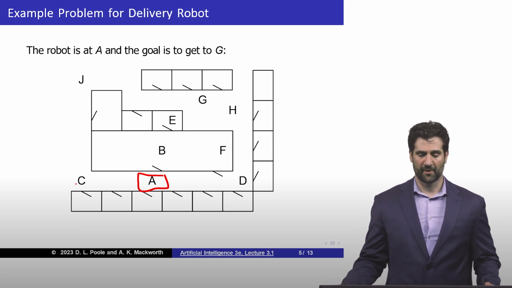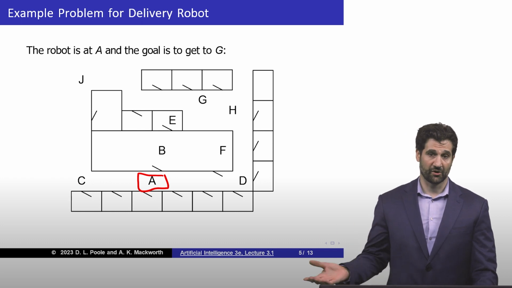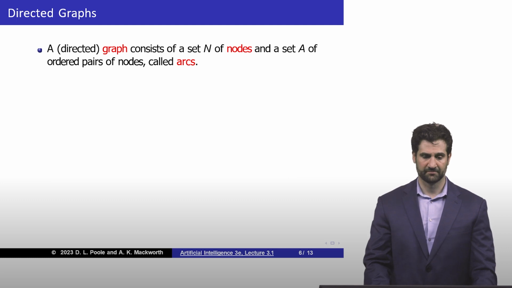If the robot takes the action to move right, it'll be in the state where the robot is at location D.